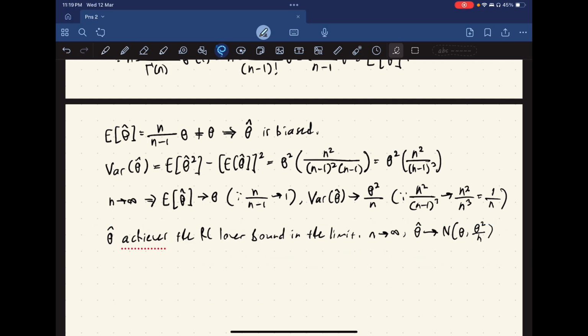So I'll just read the text here. Okay, just read it again.